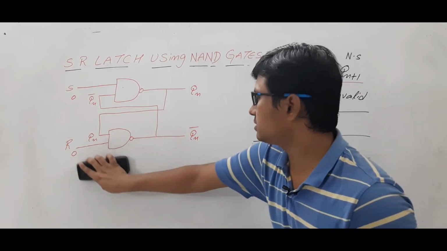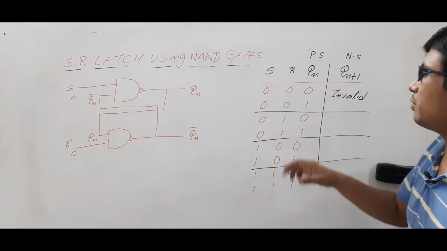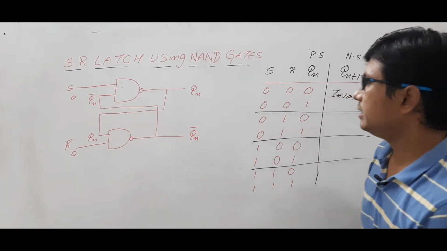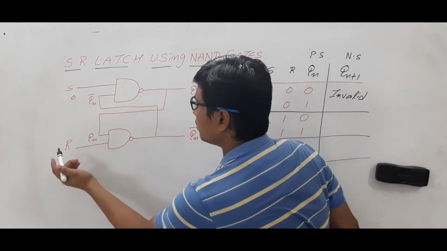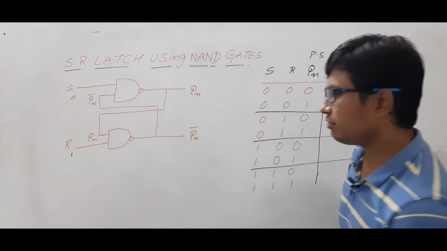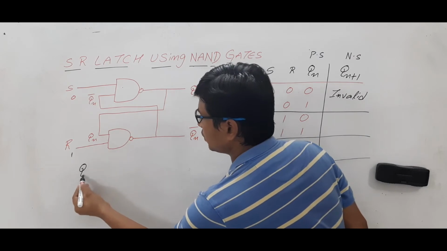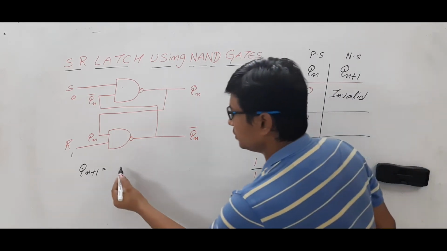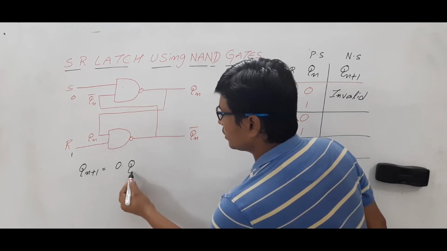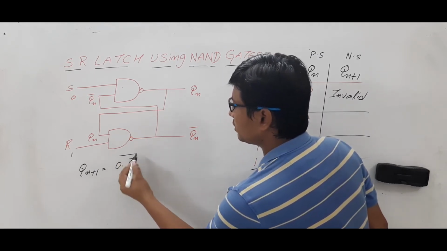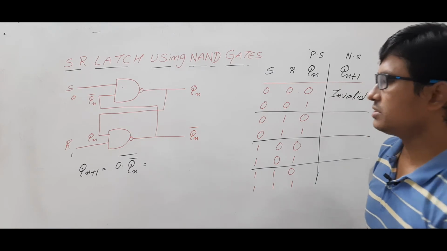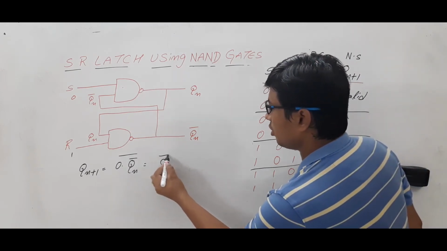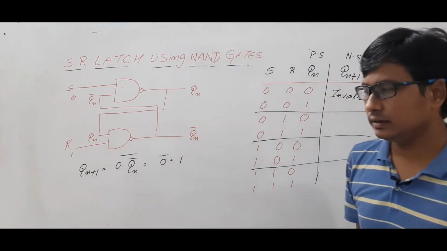Now we will discuss the next case. S and R values are 0 and 1. S value is 0, R value is 1. We will verify what Qn+1 will produce. Qn+1 is equal to 0 and Qn complement whole complement, which is equal to 0 complement, which is equal to 1.